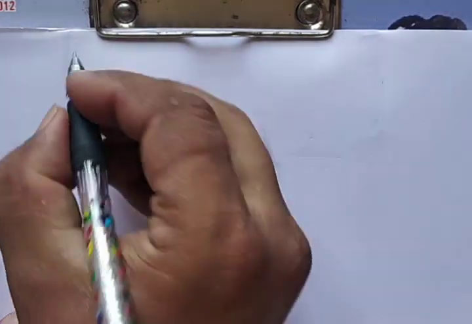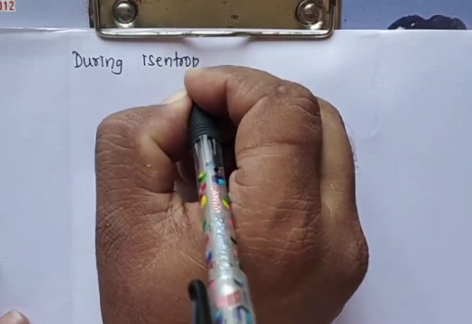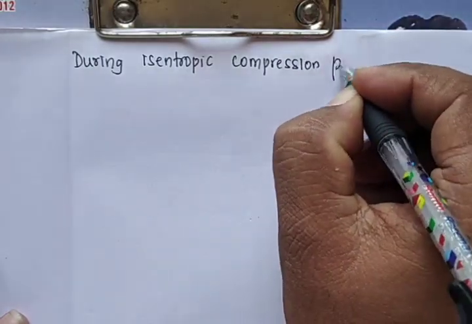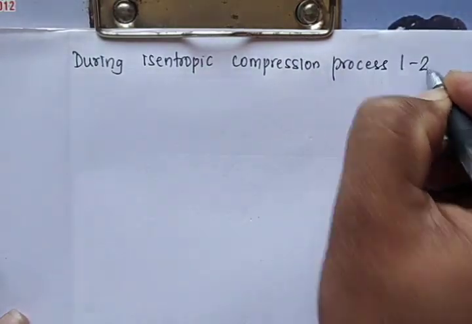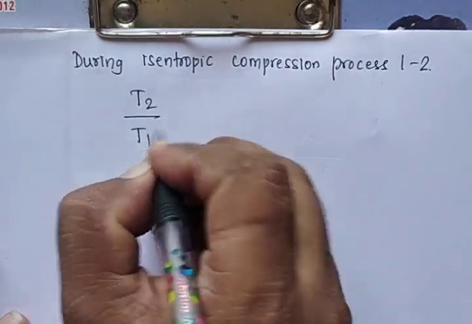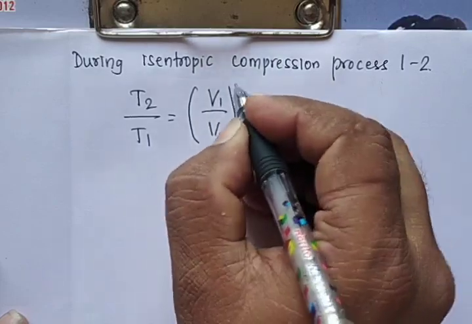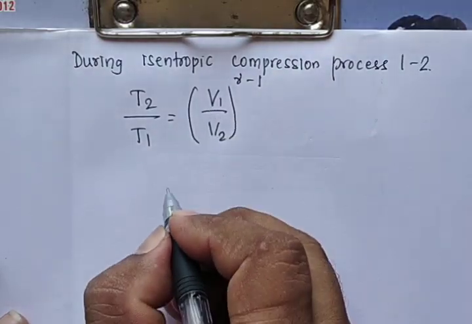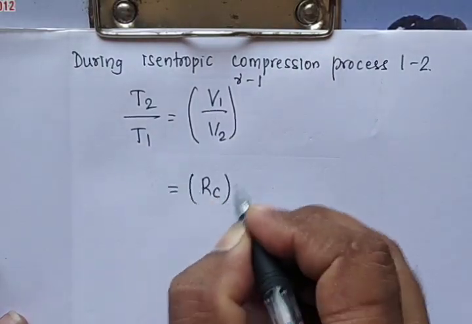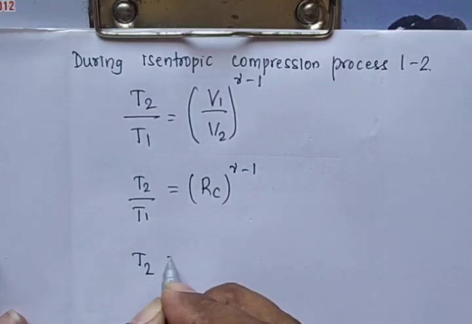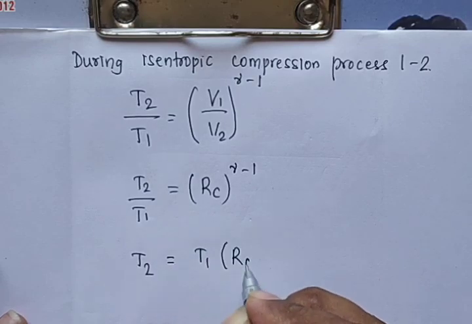So now we will take up each and every process and then find out the terms. First, during the isentropic compression process, process 1 to 2, T2 by T1 is nothing but V1 by V2 to the power gamma minus 1. That is V1 by V2 is nothing but rC. So I can write it as rC to the power gamma minus 1 is T2 by T1. To find out T2, T2 will be equal to T1 into rC to the power gamma minus 1.